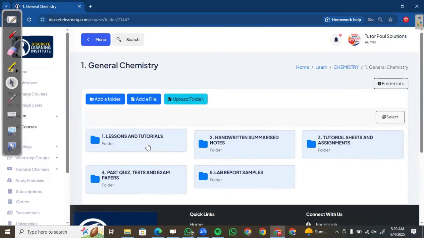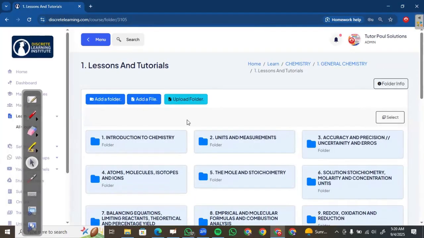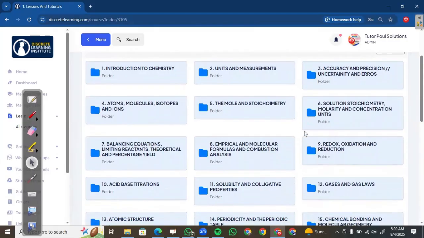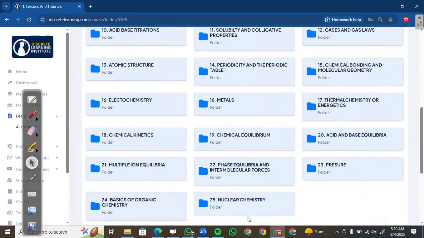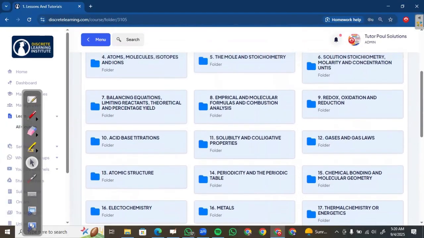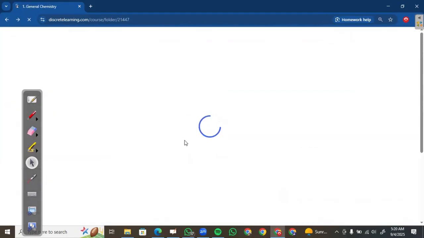Here we have the lessons and tutorials on each and every topic that you learn in the chemistry course. If you open these lessons and tutorials, you'll see all the topics that you learn in chemistry listed. So introduction to chemistry, whatever you're going to learn, we've explained fully all the topics. There are notes and there are videos you can watch at your own time, all the way to nuclear chemistry, if you're taking nuclear chemistry. Once you leave this folder for the lessons and tutorials, you go back here.